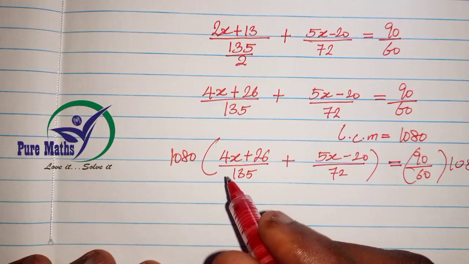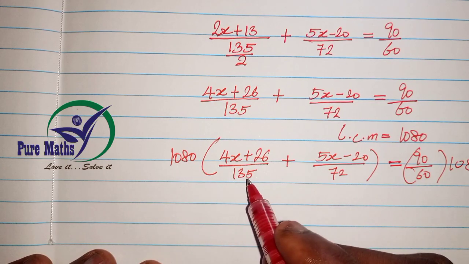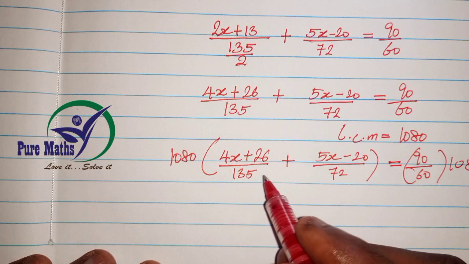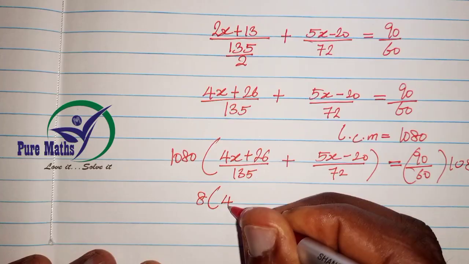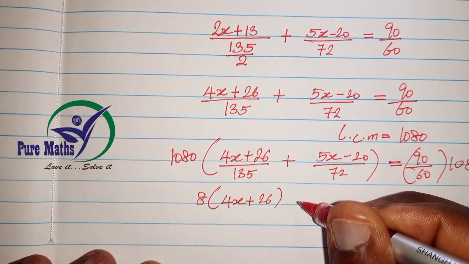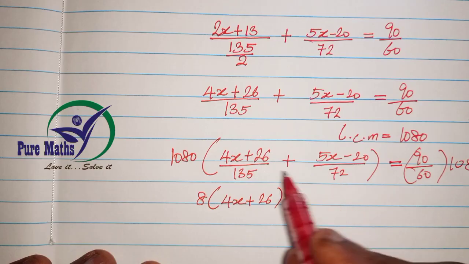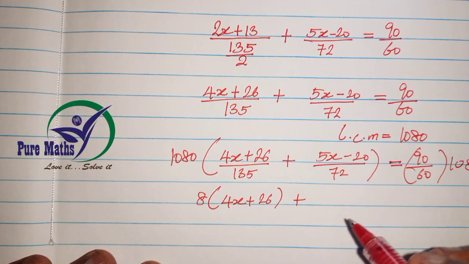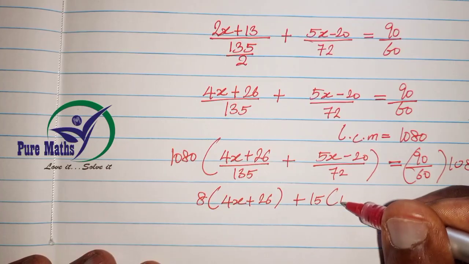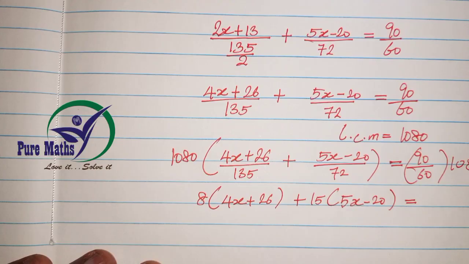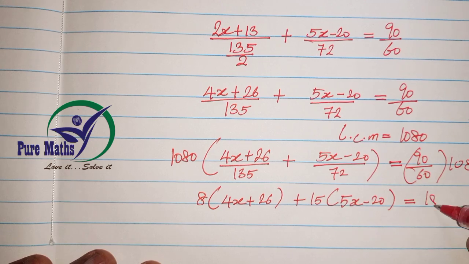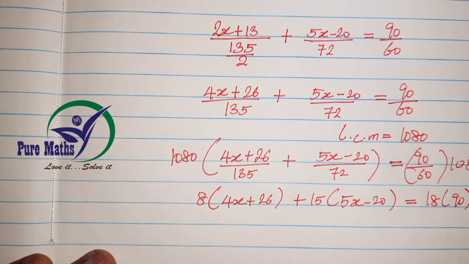So of course you know that 1080 can be divided by 135 8 times, so you can write this as 8 into the bracket of 4x plus 26, plus the same thing, 1080 can be divided by 72 15 times, so you can write 15 into the bracket 5x minus 20, and this is equal to 1080 can be divided by 60 18 times, so we just have 18 into the bracket of 90 here.